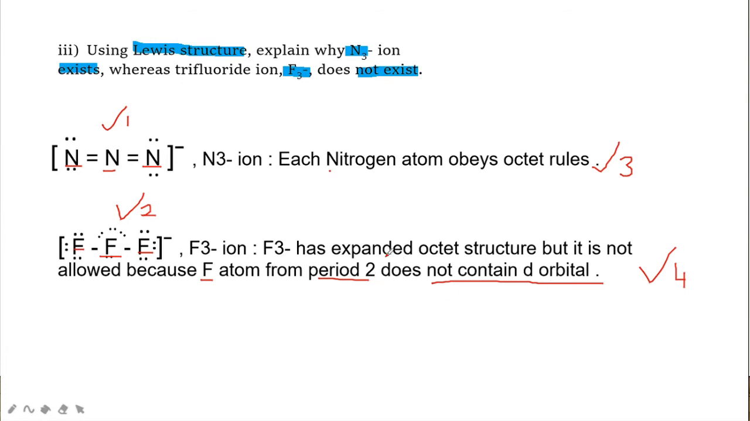Okay, the marks given is 4. We have to draw the Lewis structure and then make the explanation: the reasons why N3 negative 1 exists, and the same goes for F3 negative 1, why F3 negative 1 does not exist. So this is the answer for question number 3.